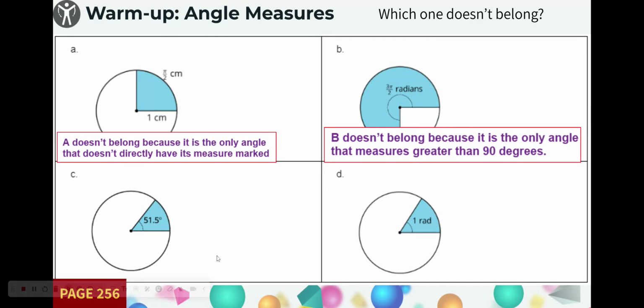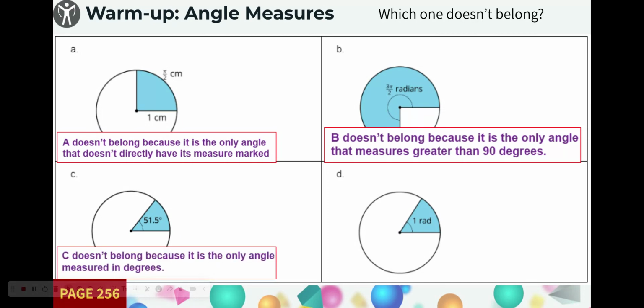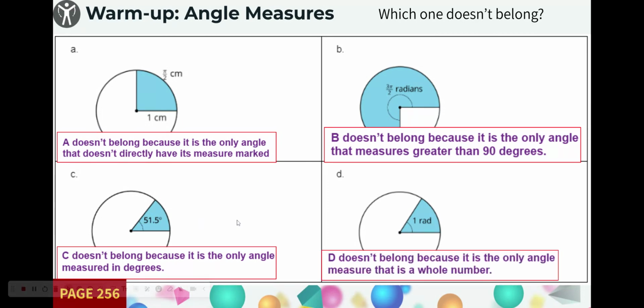Now, why C doesn't belong? Because it is the only angle measured in degrees, which is correct, 51.5. Why D doesn't belong? Because it is the only angle measure that is a whole number, because this is measured in radians. Now again, this is for your Wednesday warm-up.